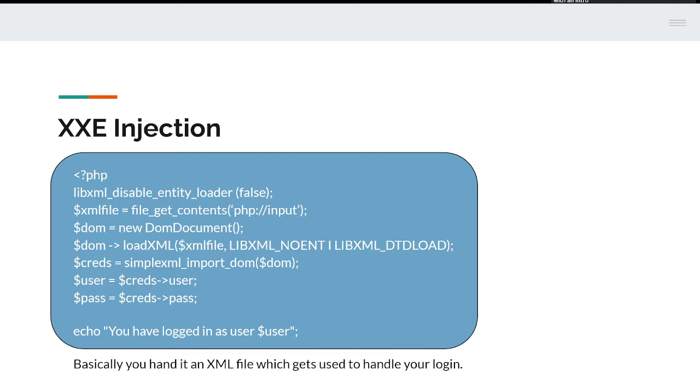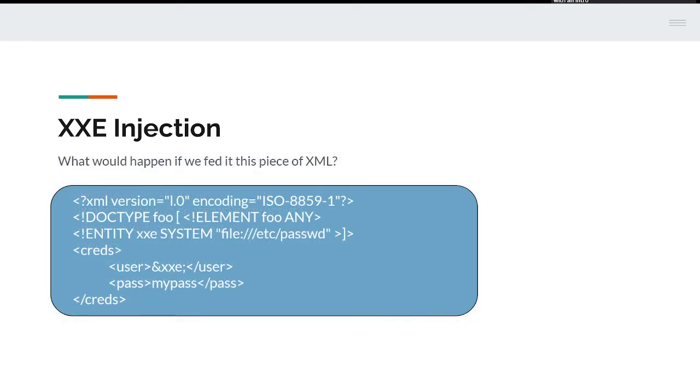All right, here we see a code example. What it's supposed to do is handle authorization with the use of an XML file. We're creating an XML document, calling our XML loader, and parsing it, and then we are giving it the user and the password as the credentials. And then what you should see as an output is, hey, you have logged in as user X, whatever your username is. Can we move to the next slide, please?